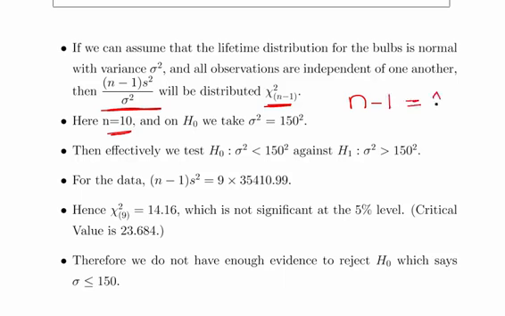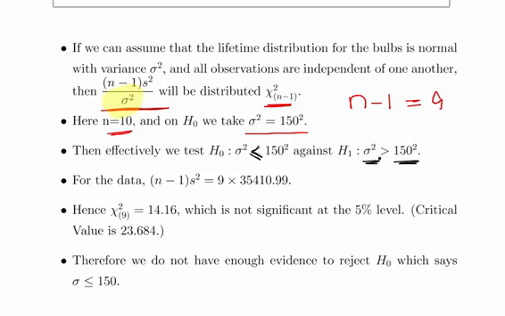Okay? Now, under the null hypothesis, we're going to take that sigma squared is 150 squared, which is to say we're going to assign 150 squared to that value there. Okay, so effectively we're testing this. Sigma squared is less than or equal to 150 squared, against the alternative hypothesis that it is greater than 150 squared.